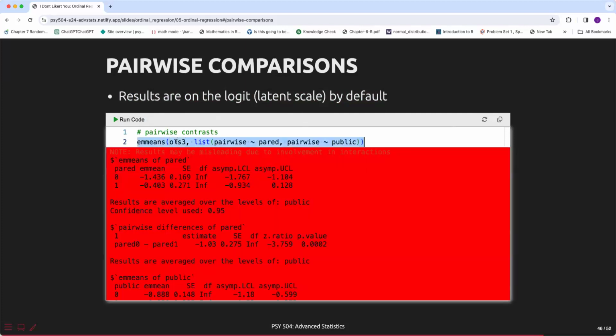But we can use emmeans to just get our pairwise comparisons here. And then we can use those to make our interpretations, right? So we can do that for the parent education variable and also the public variable here. So just wanted to highlight that.